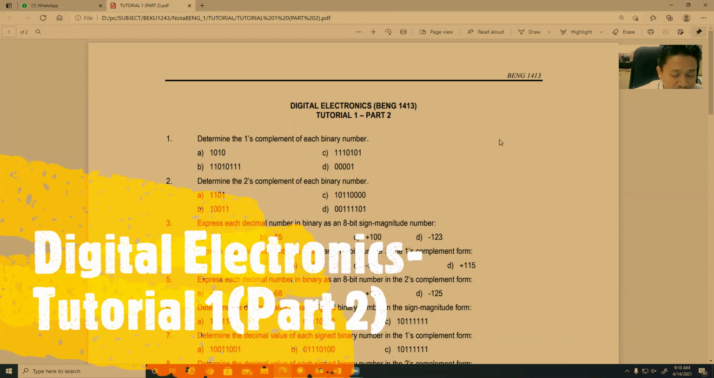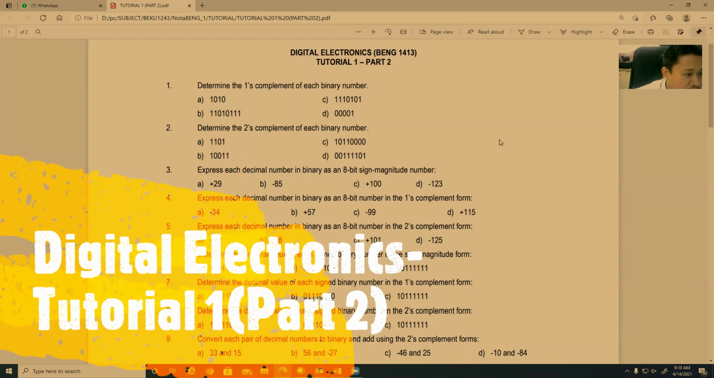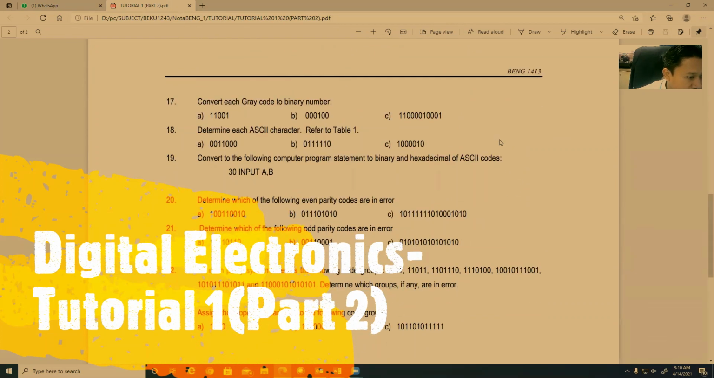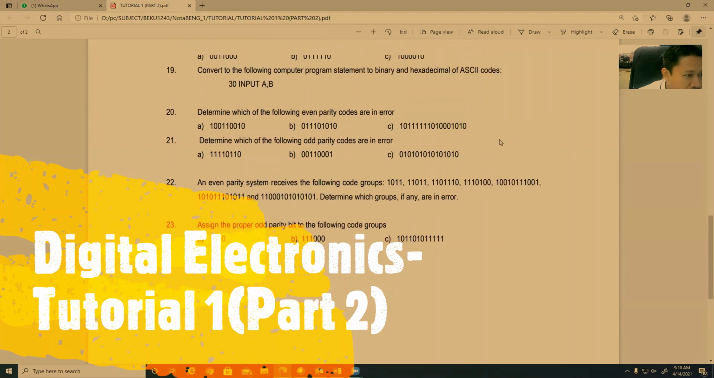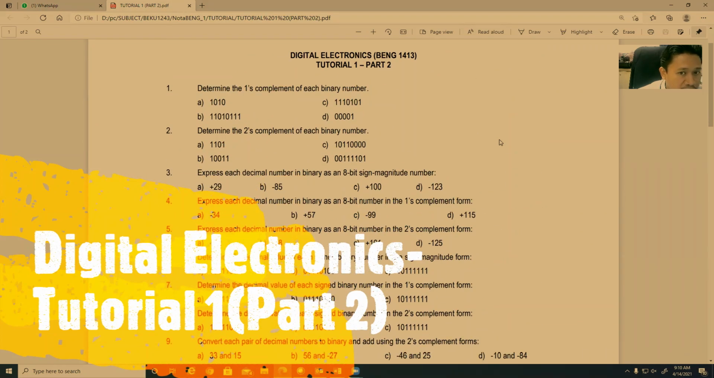So today, not all, maybe certain parts of tutorial one we try to solve. Right, so we go to question number one. On tutorial one part two we have 23 equations, so you can try them yourself, DIY. Today just maybe certain parts of tutorial one, part two.